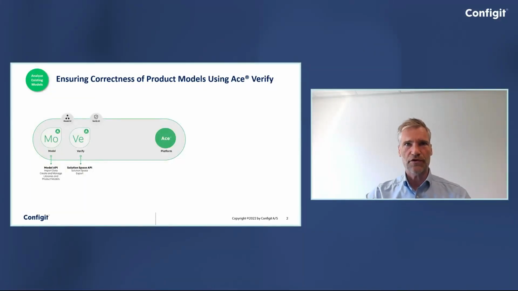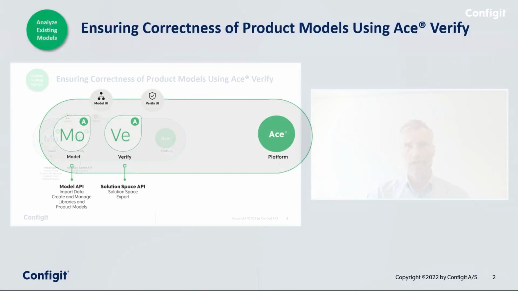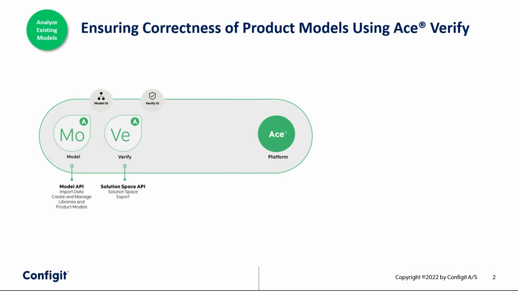As we've seen, ACE supports different ways of creating product models. You can either author them directly in ACE in the model UI, as Laura just showed. You can import data, so features, rules, and product models from external sources, for example, a PLM system or ERP system. Or you can combine data from different sources and bring them all together in a product model in ACE.